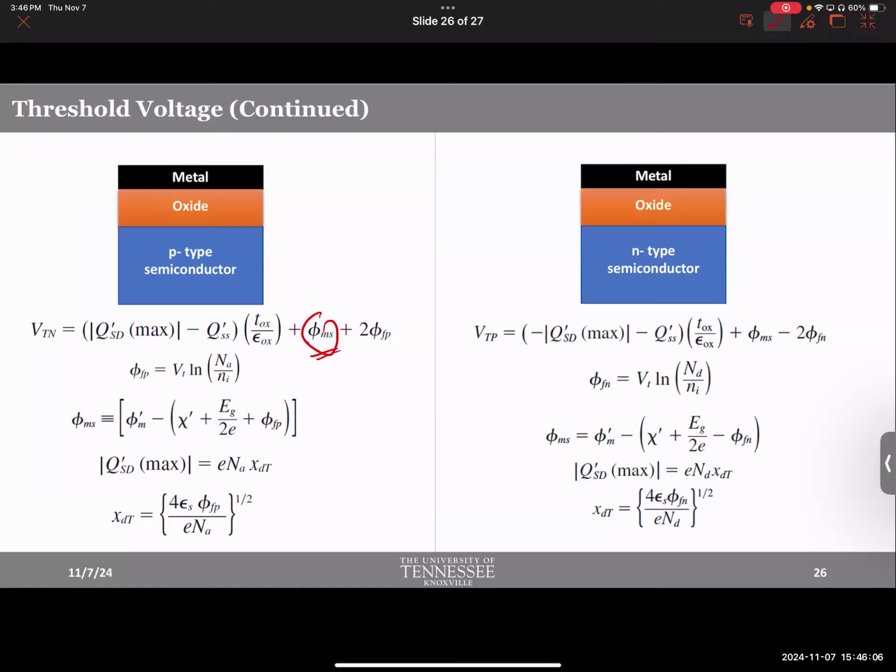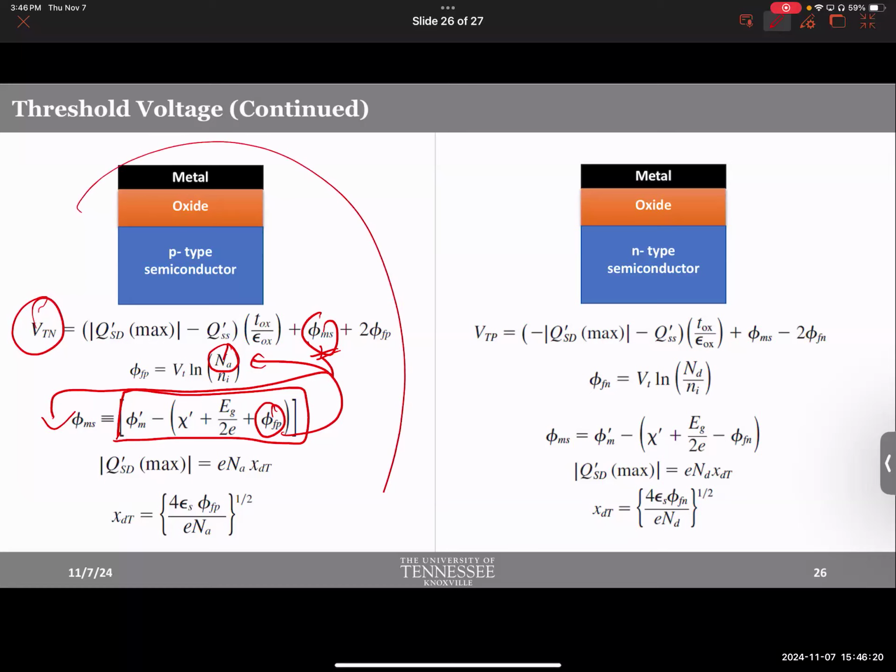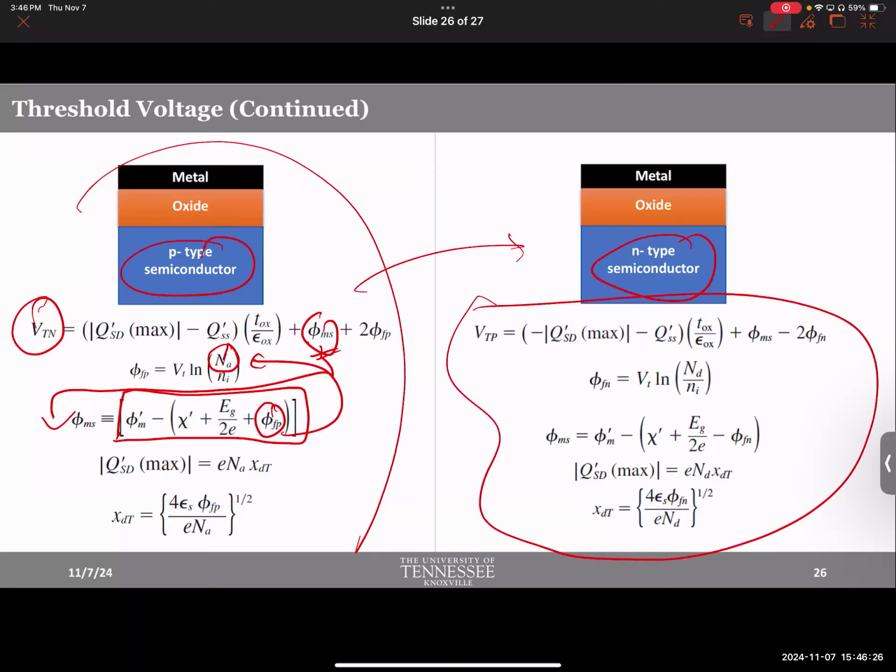So let's talk about phi ms. What's inside phi ms? We have already discussed this equation. We have already discussed that phi fp can be changed by changing doping concentration. So you see, you know all of this. This is just a repeat of what we have discussed so far. And the same argument applies to the N-type semiconductor instead of P-type semiconductor. Similar equation, but instead of Fn, you have Fp. Wherever there is P, there is N.